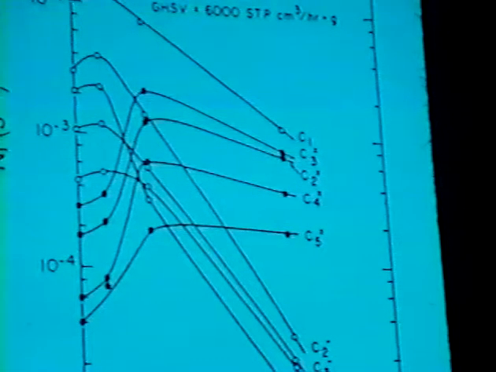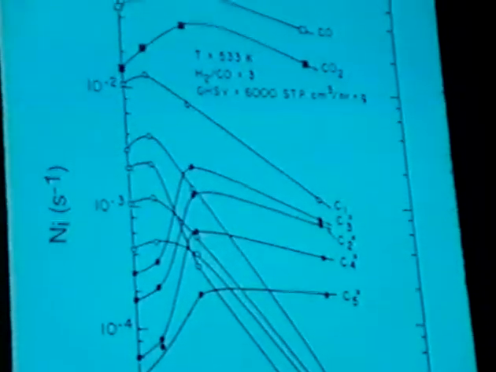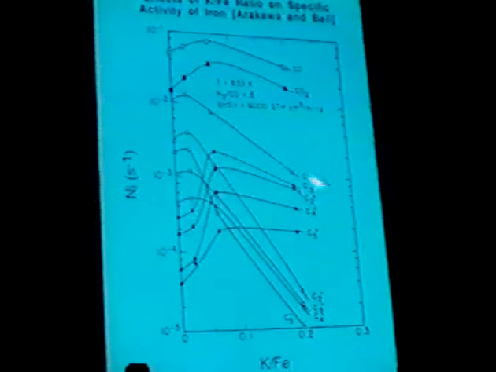For example, we can use potassium to change the selectivity for olefins, and these data from Arakawa and Bell show the changes in activity and selectivity as a function of potassium-iron ratio. For example, the total conversion of CO and production of CO2 go through a maximum. The production of alkanes drops off significantly, while the production of olefins or alkenes remains roughly constant with increasing potassium to iron ratio. Now what that means then is that there is a very significant increase in the olefin to paraffin ratio as we add potassium.